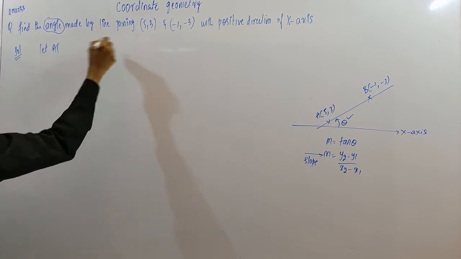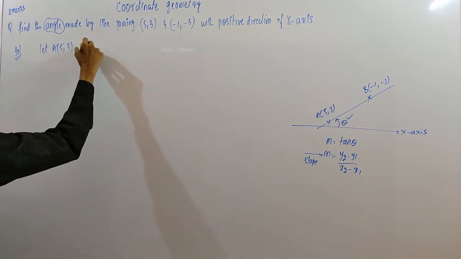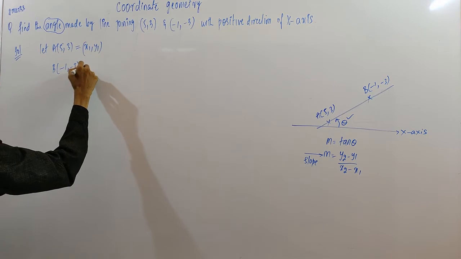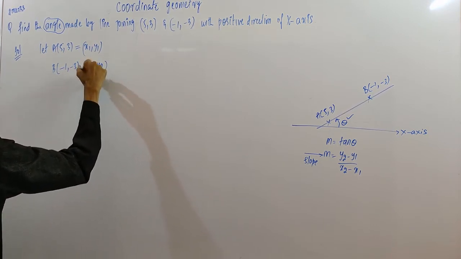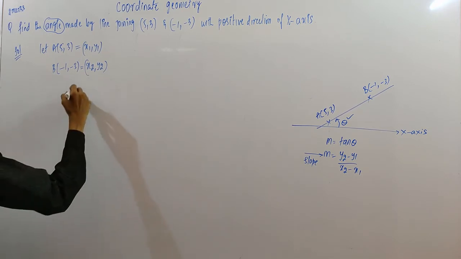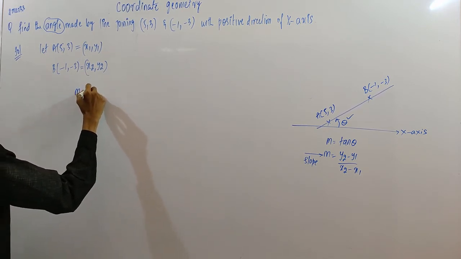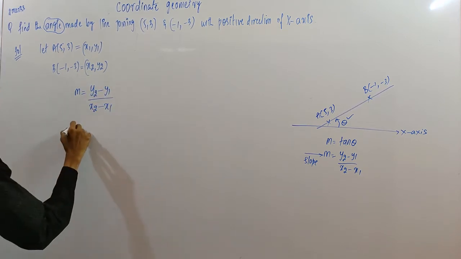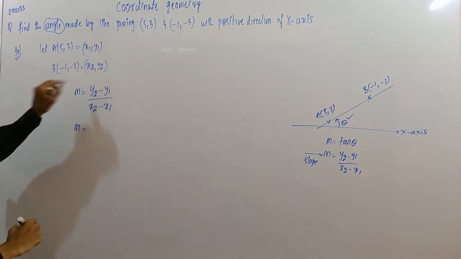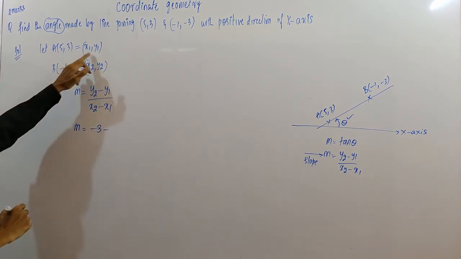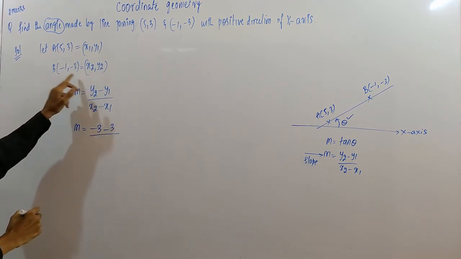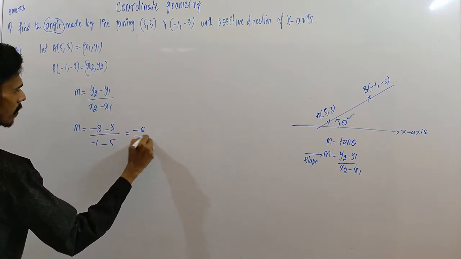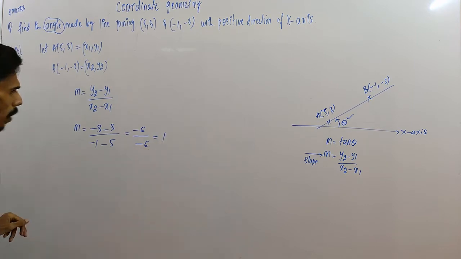Let A of 5, 3 be x1, y1 and B of minus 1, minus 3 as x2, y2. Now make use of this formula. m is equal to y2 minus y1 by x2 minus x1. m is equal to y2, y2 is minus 3 minus y1 is 3, divided by x2 value is minus 1 minus x1 value is 5. We have minus 6 divided by minus 6, that is 1.